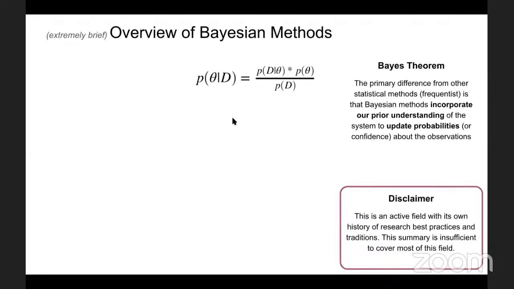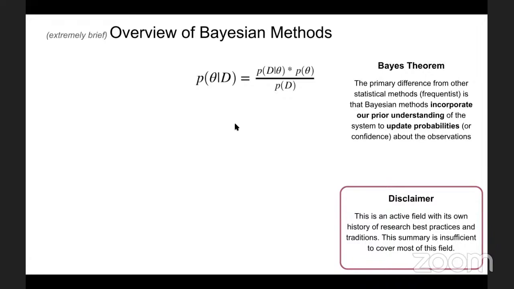So what are Bayesian methods? And before I start, I want to have a bit of a disclaimer and say, a 4-minute overview is not going to be able to cover this field that successfully. It is a rich field in and of itself. And so I encourage you to do your own research if this is of interest.